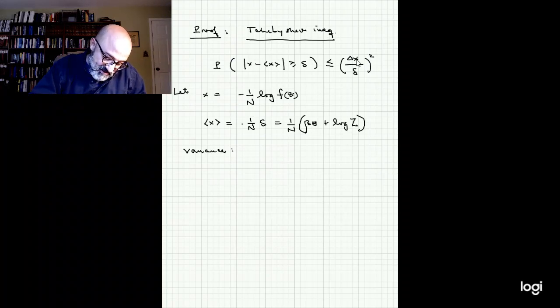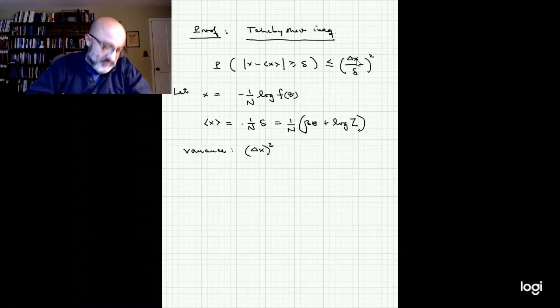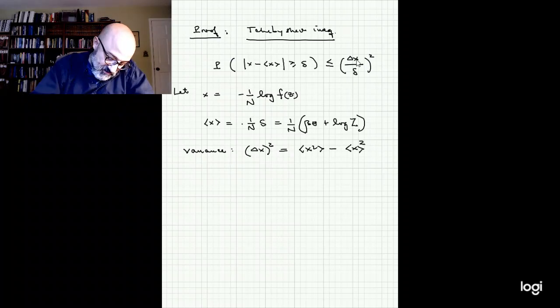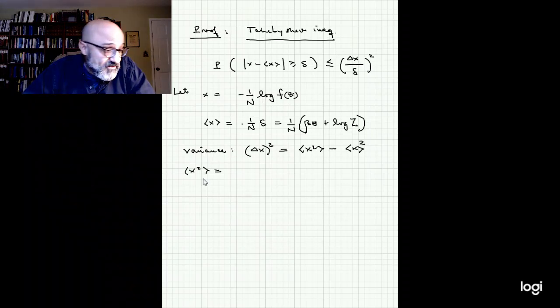The variance is going to be delta x squared, which is going to be the expected value of x squared minus the expected value of x, squared. So let's compute the expected value of x squared. For this guy here, we need to do the expected value of this.